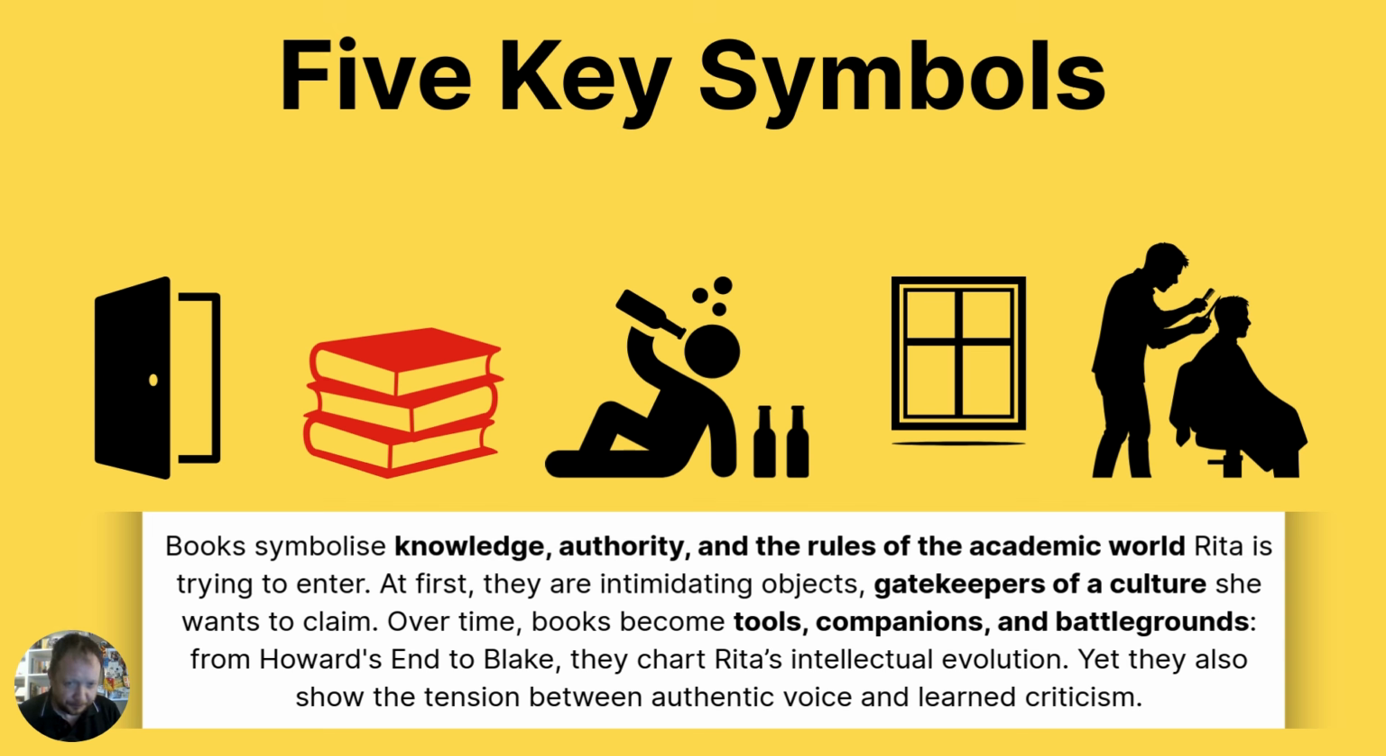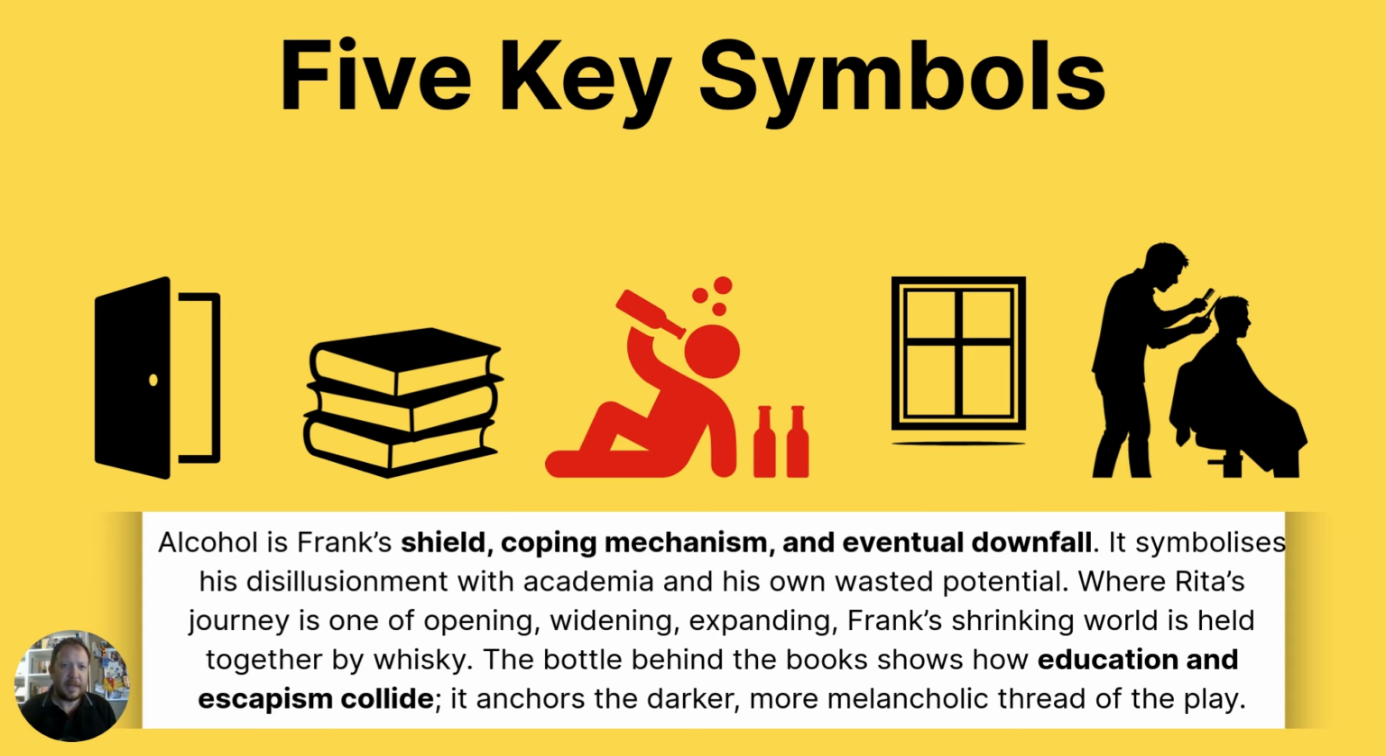claim a culture she wants to claim. Over time, books become tools, companions, battlegrounds. From Howard's End to Blake, they chart Rita's intellectual evolution. Yet they also show the tension between the authentic voice and learned criticism. Needless to say as well, we've also got the burning of the books, which is important.